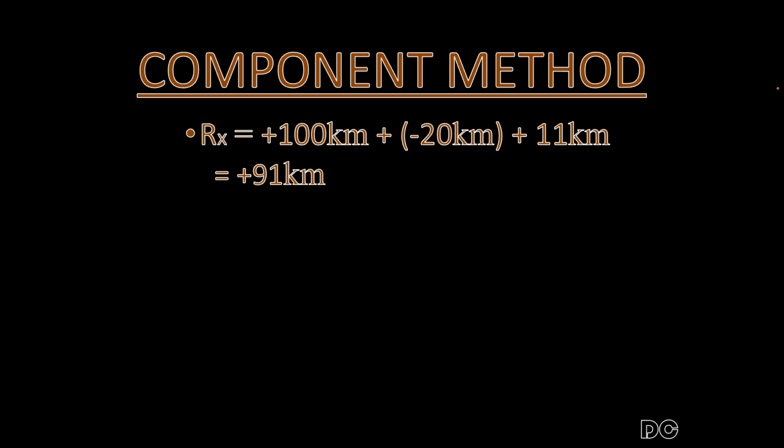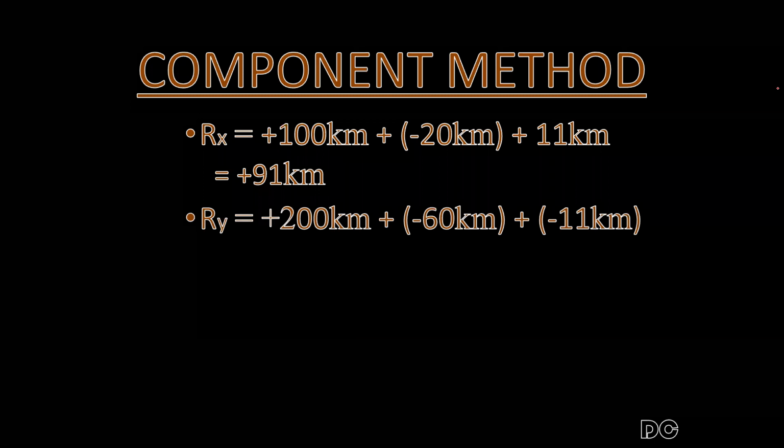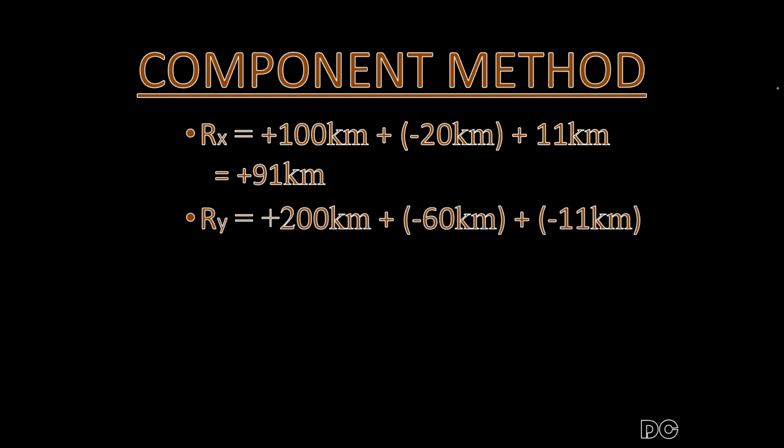Okay, next is for the r sub y. For r sub ya, we have 200 kilometers. For r sub yb, we have negative 60 kilometers. For r sub yc, negative 11 kilometers. And so if we add these three, r sub y is equal to 129 kilometers, and 129 kilometers is the y component of our resultant.